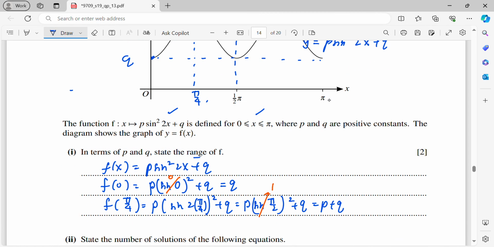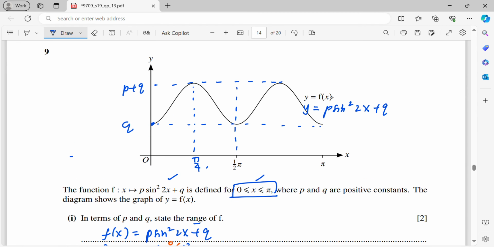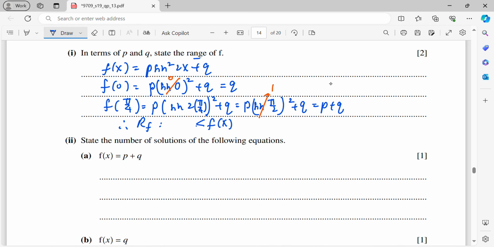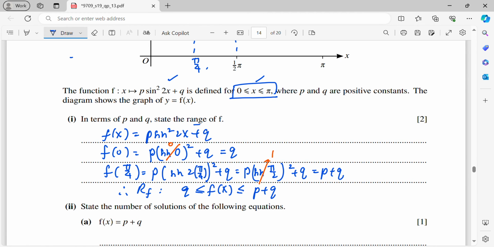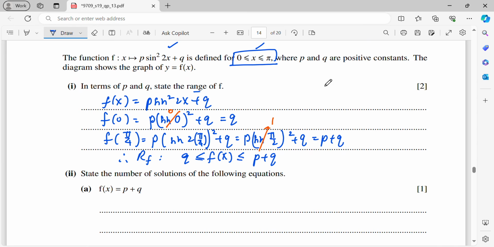Therefore, my range of f(x), now look at the interval, inclusive. Inclusive means inclusive of these two points. So greater than or equal to q, but less than or equal to p plus q. Okay, that's the range of f.